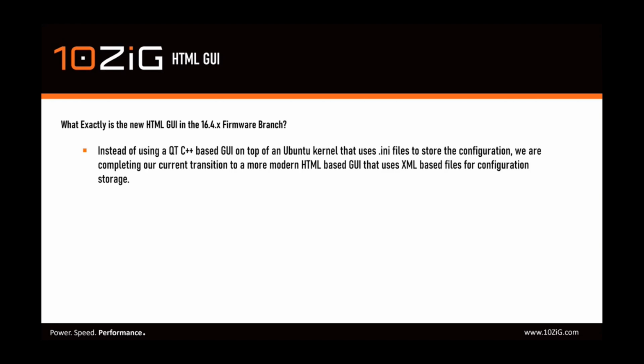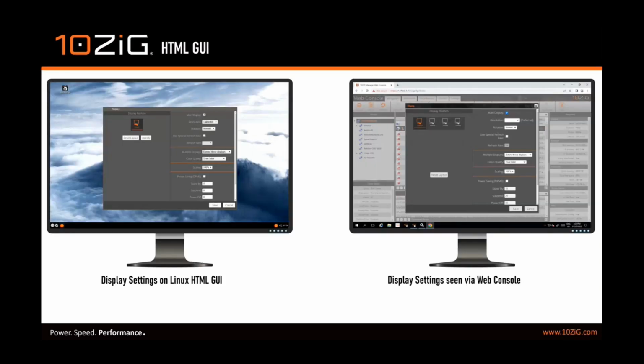As I said before, we had a Qt-based C++ program-based GUI that ran on top of the Ubuntu kernel. That used .ini files to store the configuration. What we're doing now is transitioning to a more modern HTML-based GUI that uses XML-based files for the configuration and the storage. So that's some of the under the hood stuff. Today's standardized way of storing that information, isn't it? Exactly. Think about all the different products that you interact with in the browser today. Everything is browser based anymore, or somehow touches HTML or XML.